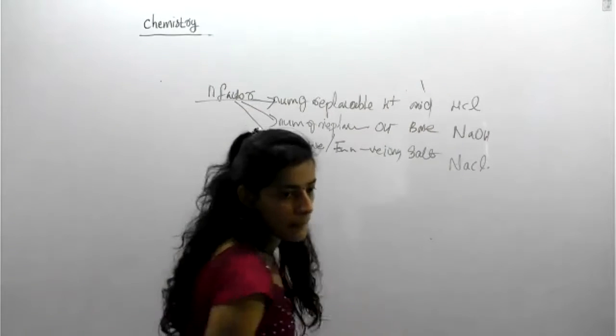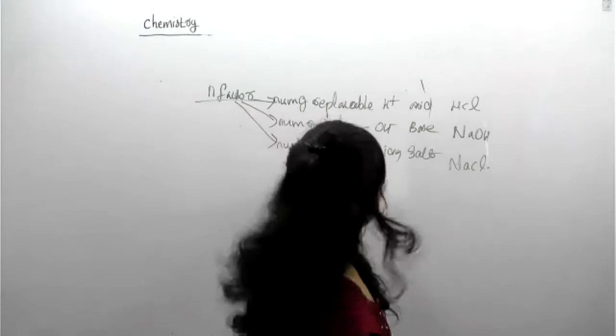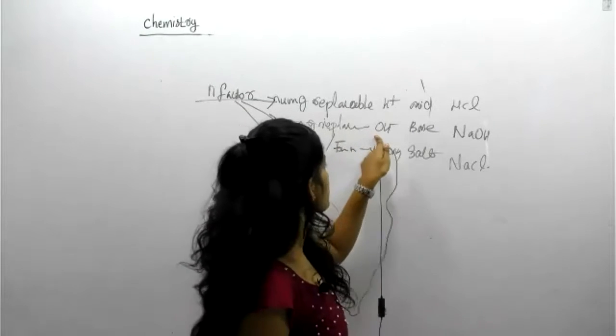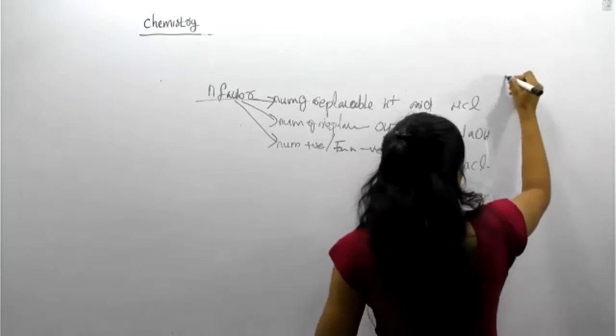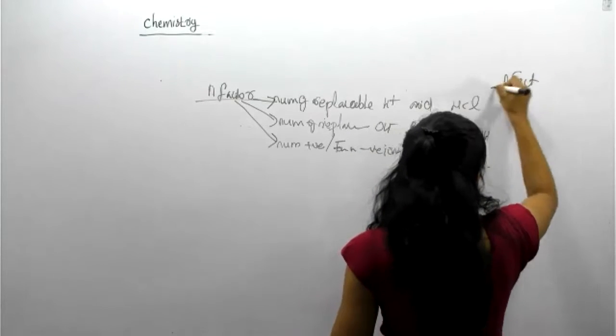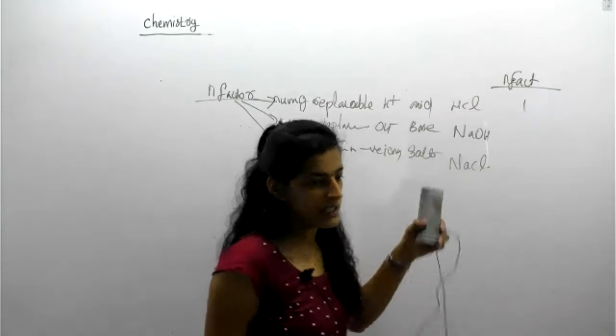Then tell me the n factor for the number of replaceable OH minus in NaOH. Here the n factor is equal to 1. What about HCl? Here also 1.